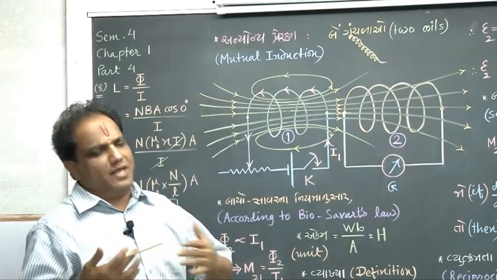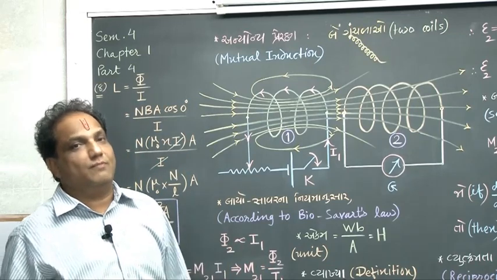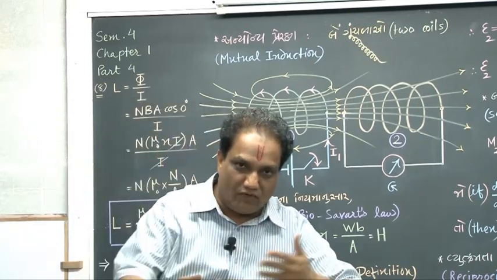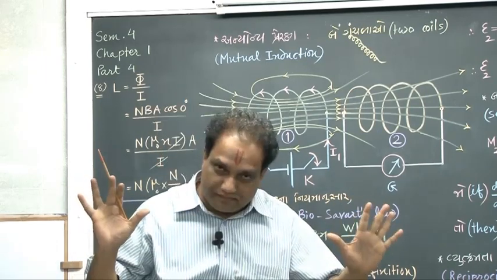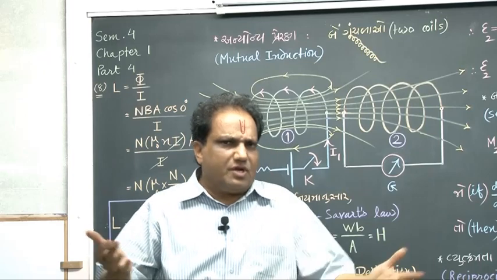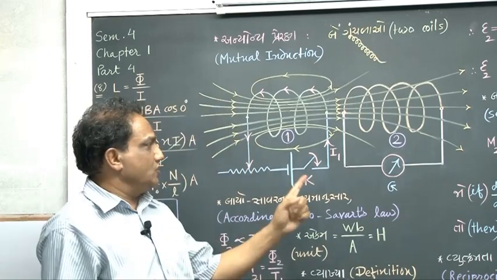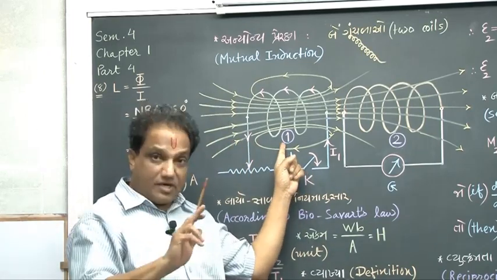I mean to say there is some relation between coil number 1 and 2. That sort of relation only is known as mutual induction. My dears, remember, not necessary that you should pass current through only coil number 1. Not necessary.